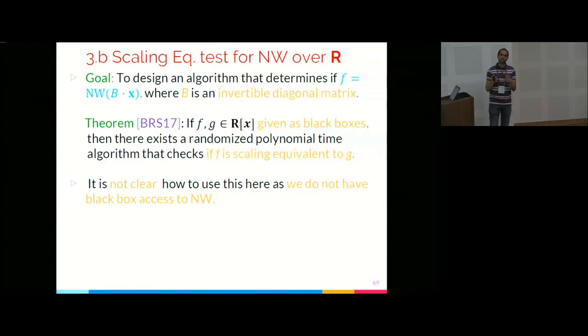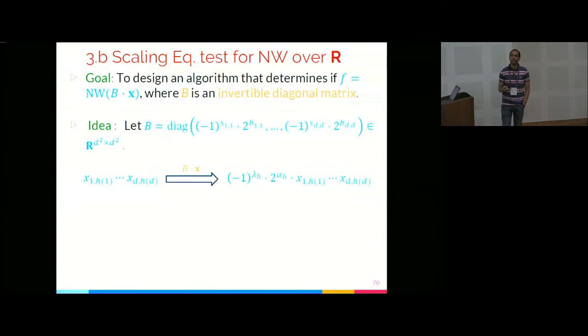But still, using the structural properties of design polynomials and the properties of real numbers, we could answer this question. So here is the idea. Suppose this underlying matrix B, which acts as a certificate for equivalence, looks like this. It is a diagonal matrix where I have split the absolute value part and the sign part.